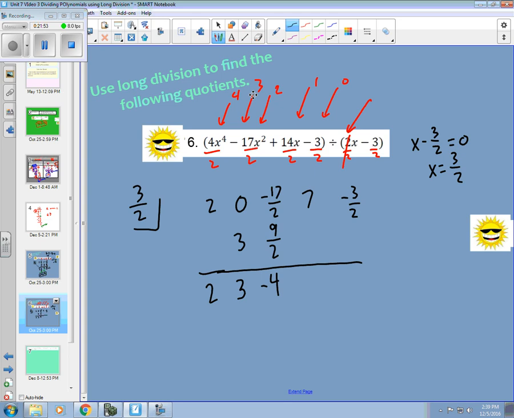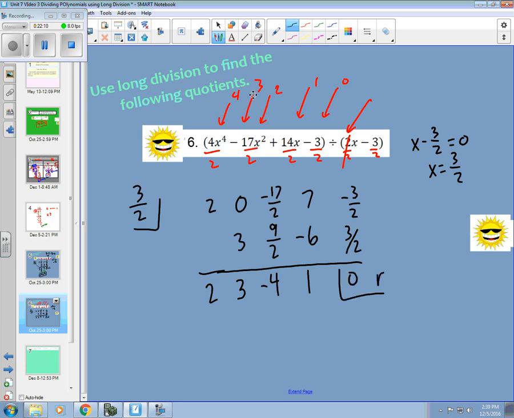If you have trouble with that, use your calculator to help you. Multiply again. You're going to get negative 12 halves, which is the same as negative 6. Add them up, you get 1. 1 times 3 halves is 3 halves. Add that up. Looks like we get remainder 0.